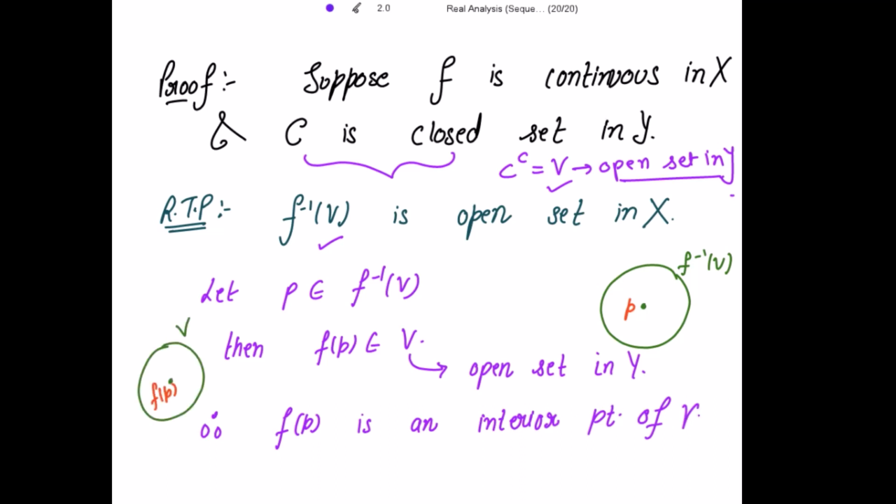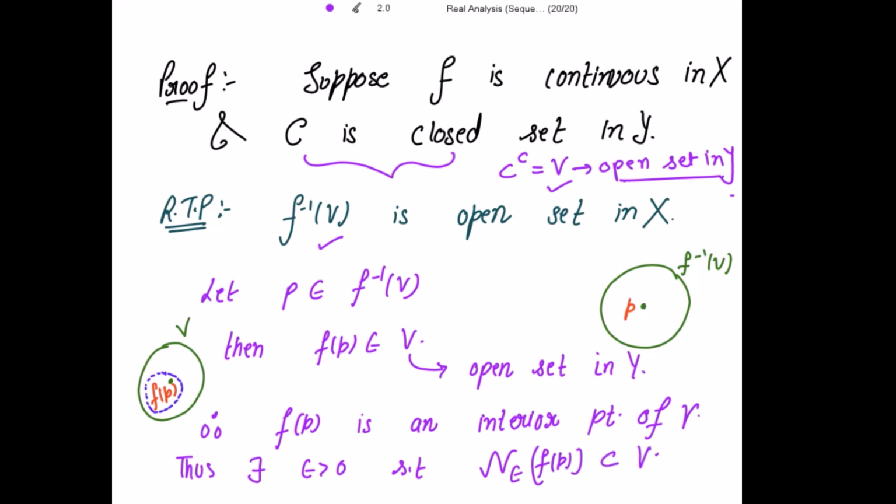Now when a point becomes an interior point of a set, its neighborhood is a subset of that set. So if FP is an interior point of V, then its neighborhood also belongs to V, that is, it becomes a subset of V, right? So there exists epsilon positive such that the epsilon neighborhood of FP is a subset of V, right?